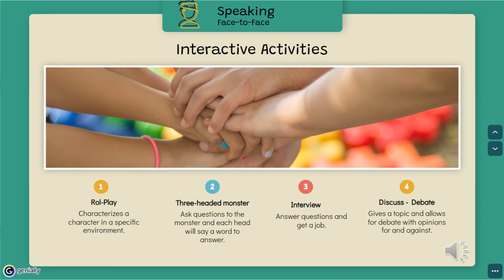Next one, discuss and debate. Maybe this one is better used for advanced learners, because you can give them a topic and allow for debate with options for and against. So maybe if you are starting to learn English, it is difficult to debate or discuss. So maybe use it for advanced learners.